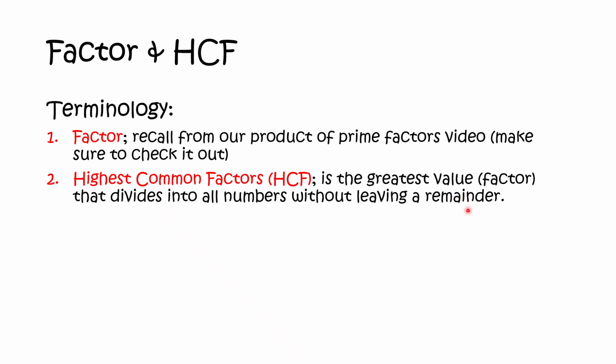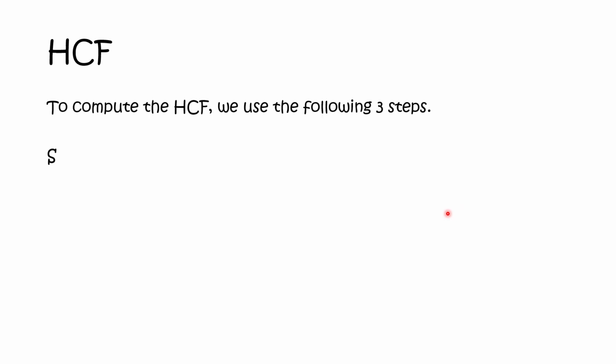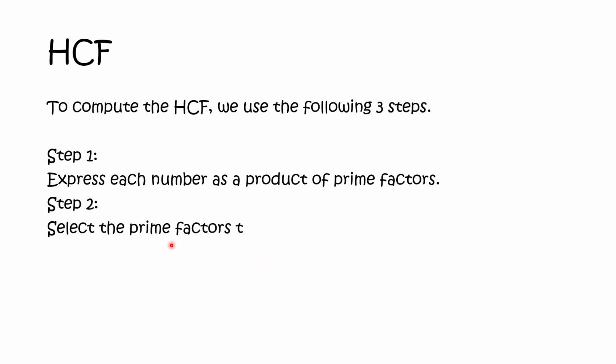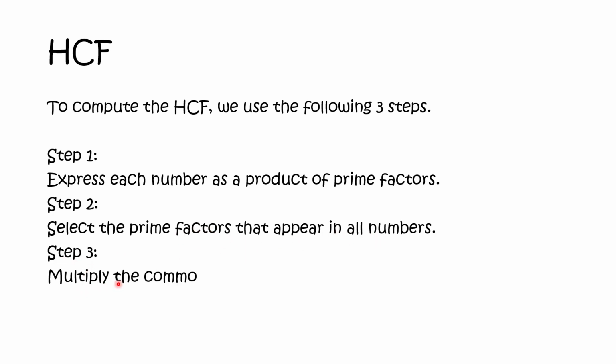Now, to compute the HCF, we use the following three steps. Step 1. Express each number as a product of prime factors. Step 2. Select the prime factors that appear in all numbers. Step 3. Multiply the common prime factors. As easy as that. Three steps only.